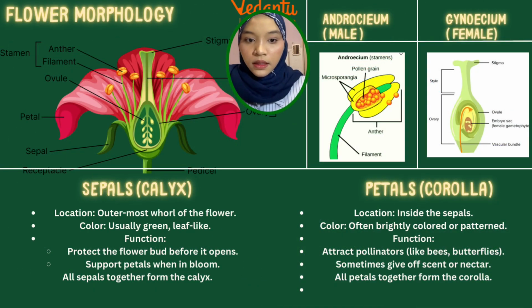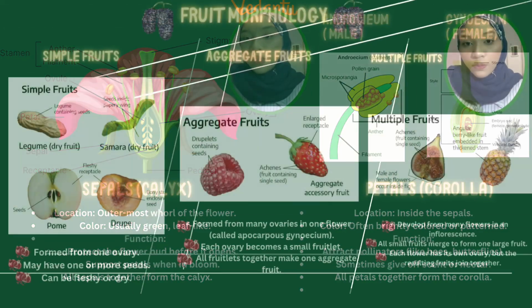Flower morphology. Androecium is the male part. Gynoecium is the female part. What are sepals? Sepals are the small leaf-like structures found at the base of a flower. They are usually green, but sometimes can be colored. Examples of the flower are hibiscus and rose. What are petals? Petals are the brightly colored parts of a flower that are usually found just inside the sepals. They have different shapes and sizes.